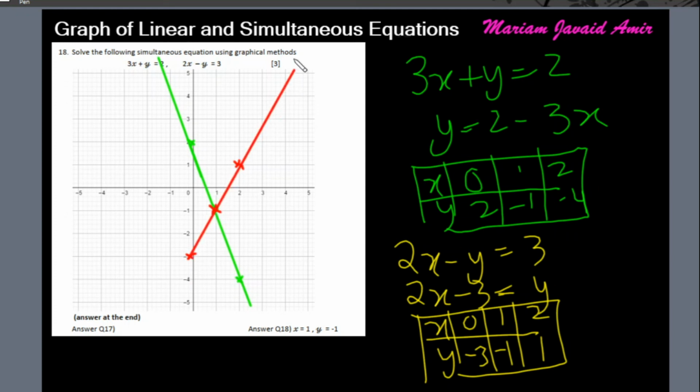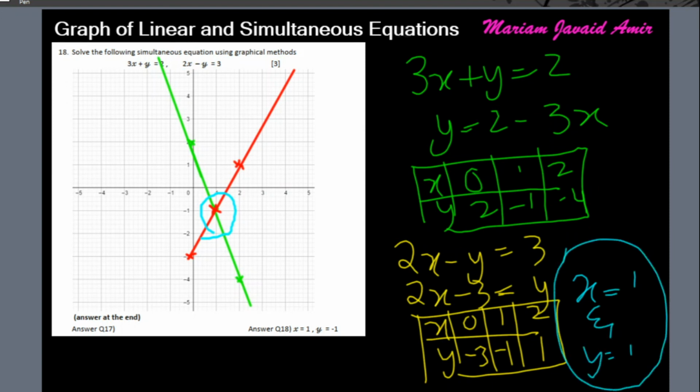So now the solution of these two simultaneous equations is simply where the two graphs meet. So that is x equals 1 and y equals minus 1. You have to give this final answer.